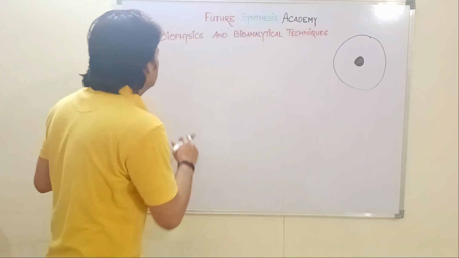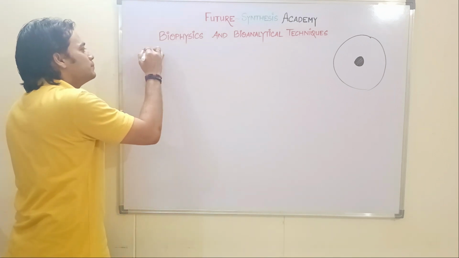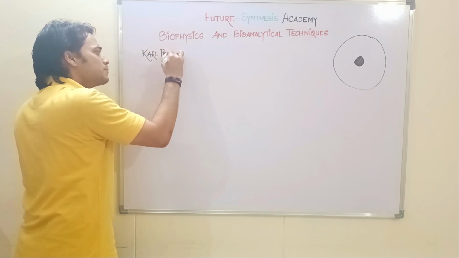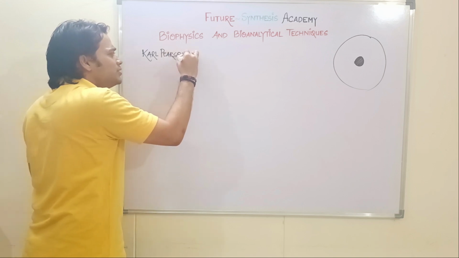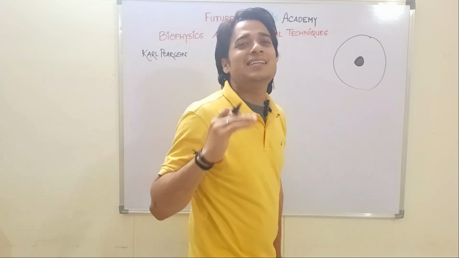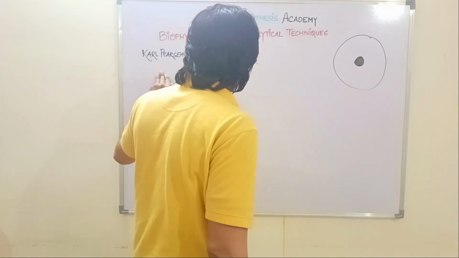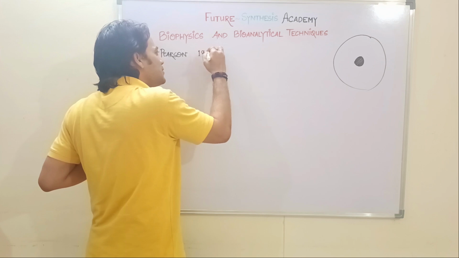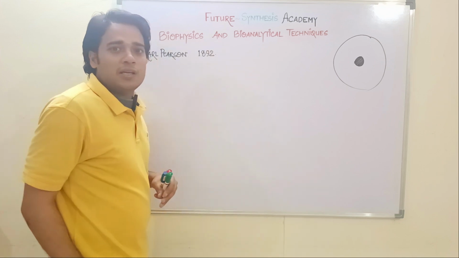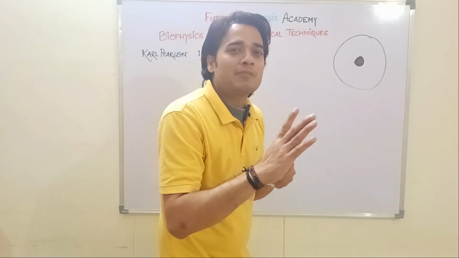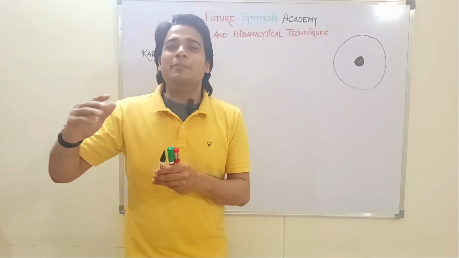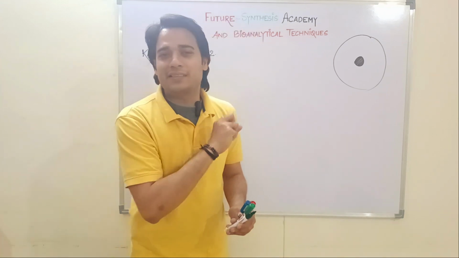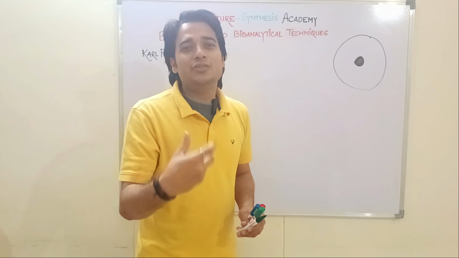The term biophysics was basically given by Carl Pearson. Now, Carl Pearson was himself a mathematician and a statistician. Now, he coined the term biophysics in 1892. Now, after involving physics and studying all the inanimate object, the physicists thought that why not to incorporate the physics and understand the process associated with biology.